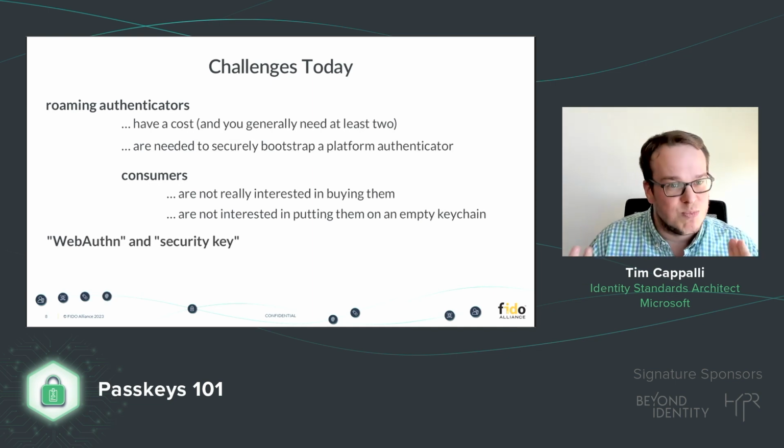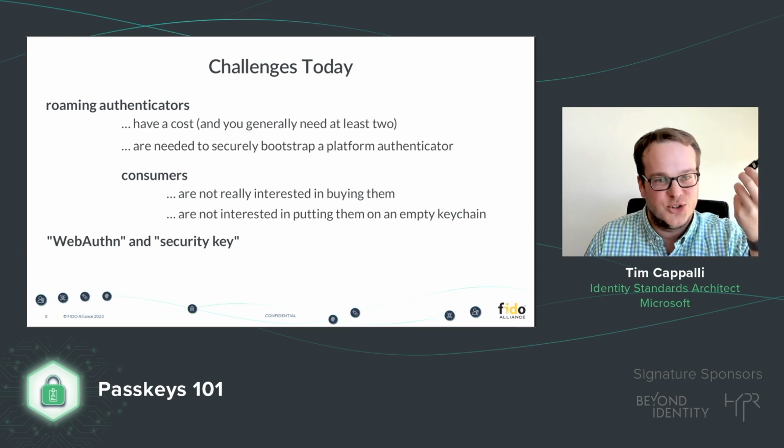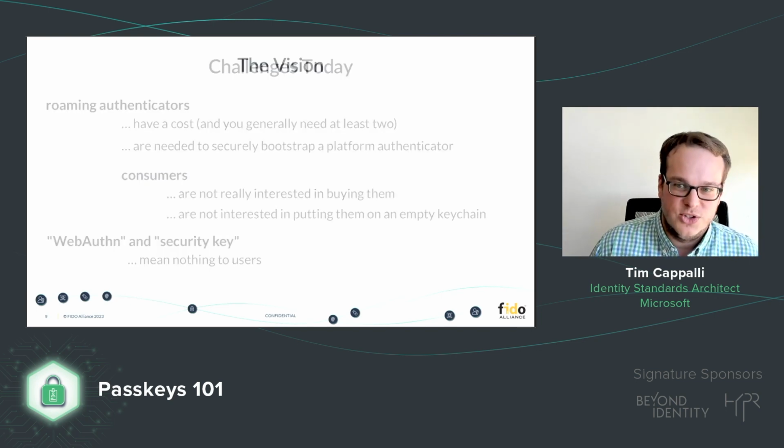The other one is just more naming and familiarity, right? WebAuthn and security key are not common terms for users, right? They're not familiar. WebAuthn is literally the name of an API, right? And we've kind of used that as the default for exposing to users. Security key, most people just call it a USB dongle and they think it's a flash drive, and it's super confusing, right? So how do we move past these challenges?